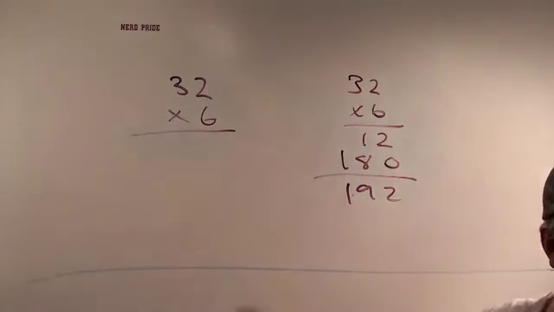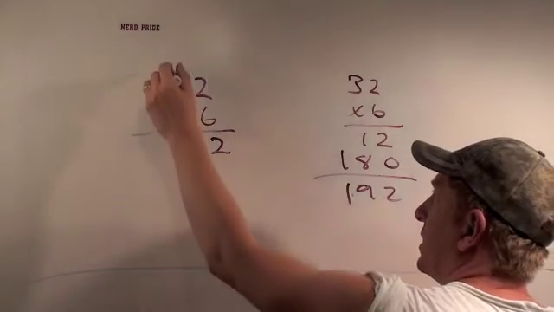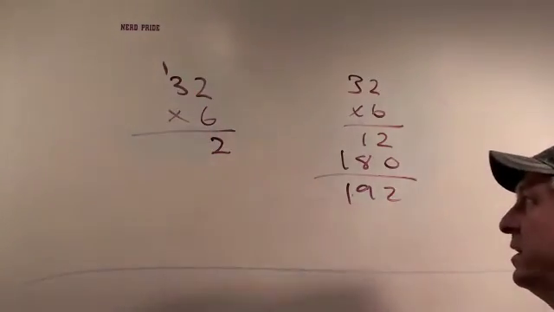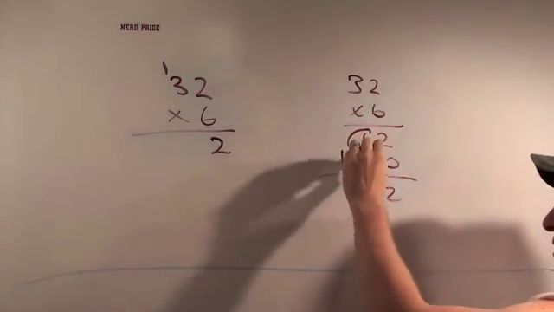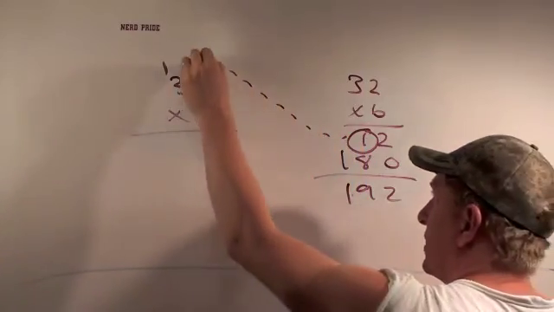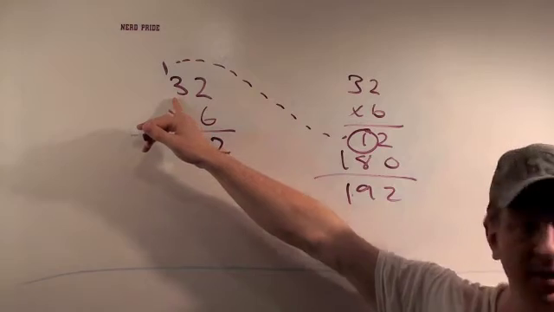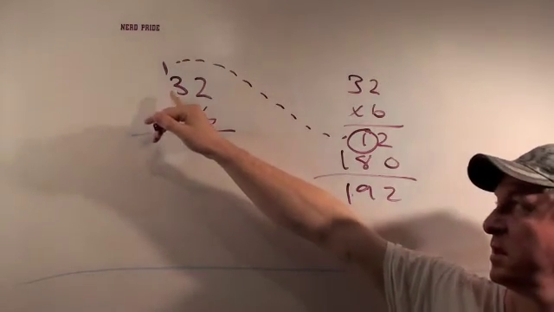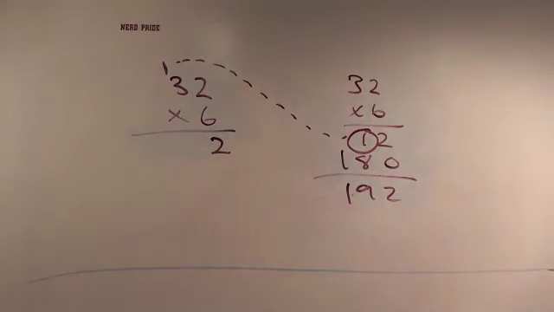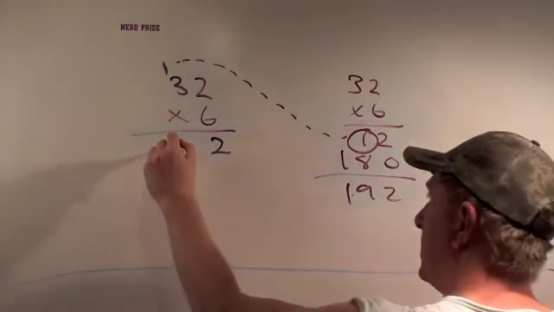6 times 2 is? It's 12. So we write a 2 and carry the 1. And remember, that 1 is just this one here. It walked over here like a little ant and stayed over there. And now we say 6 times 3 is 18 plus 1. Which is? 19. And we get the answer is 192.